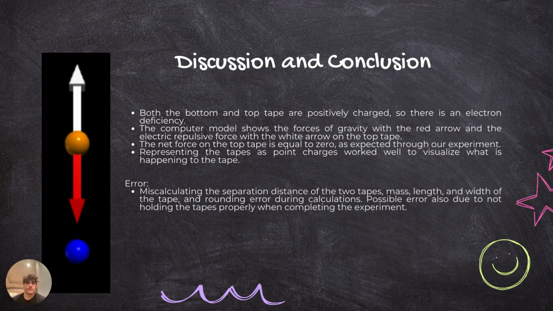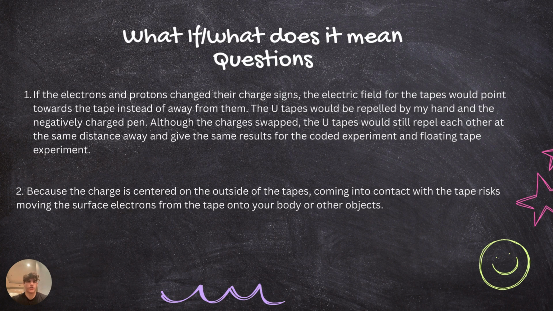For the first what-if question, if the electrons and protons changed their charge signs, the electric field for the tapes would point towards the tape instead of away from them. The U-tapes would be repelled by my hand and the negatively charged pen instead of being attracted. Although the charges swapped, the U-tapes would still repel each other at the same distance away and give the same results for the coded experiment and floating tape experiment.